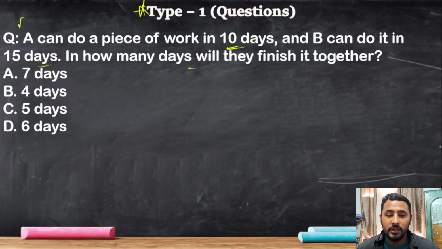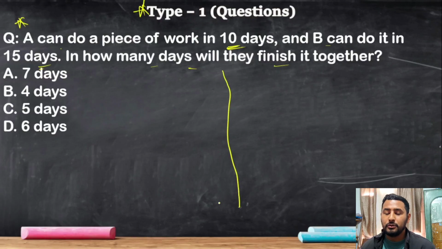Let me read the question. Very important. A can do a piece of work in 10 days. There is one person A who can complete the given work alone in 10 days. B can do it in 15 days. B alone can do the same work in 15 days. In how many days will they finish it together? If A and B work together, in how much time will they complete the given work? To do this type of question, I'll tell you two methods.